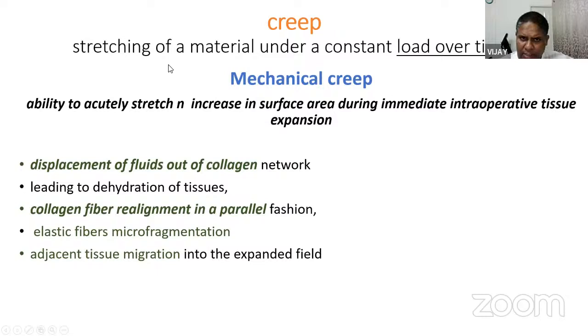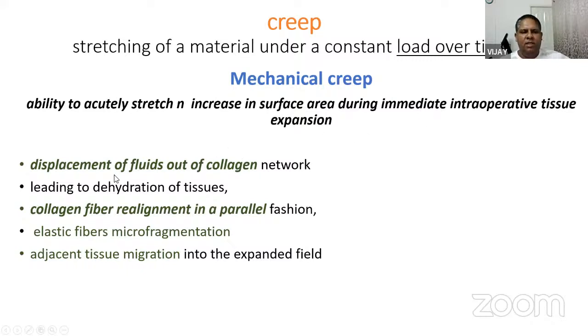I would like to explain two important concepts: creep and stress relaxation. Creep is when there is a stretching of the material. What happens when there is a stretching of the material under constant load over time? If you keep stretching the skin under constant load over time, that is called creep. Creep is of two types: mechanical creep and biological creep. Mechanical creep is the ability to acutely stretch and increase the surface area in an immediate intraoperative expansion.